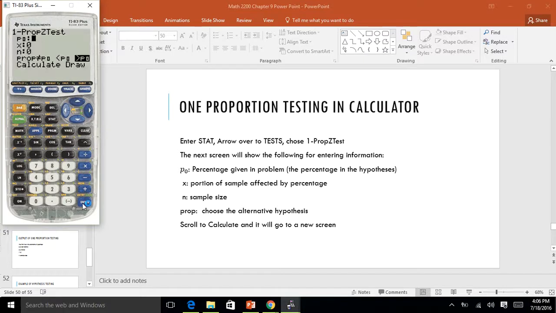So hit enter. Okay, so P0 is the percentage given in the problem. It's the percentage used in the hypotheses. X is the proportion of the sample affected by the percentage. N is your sample size. And this is going to be your sign that you use in your alternative.